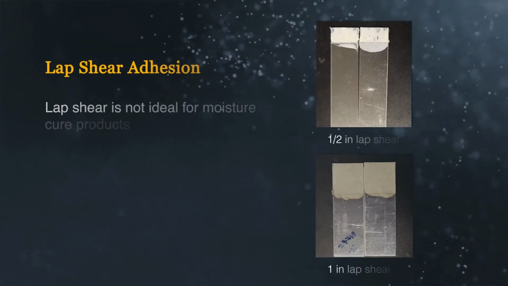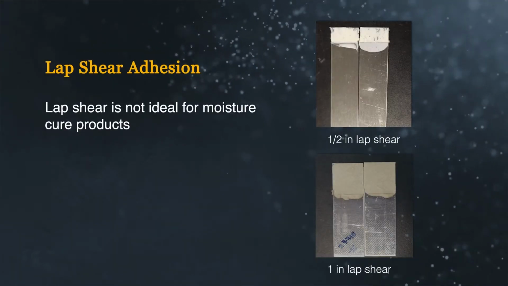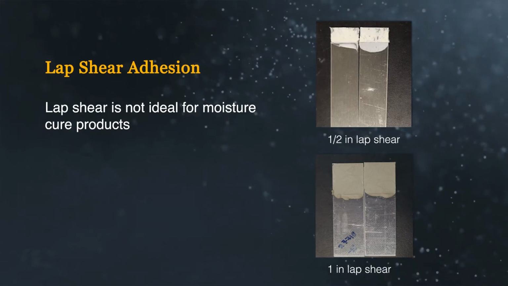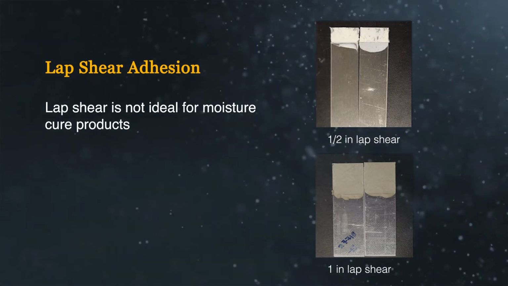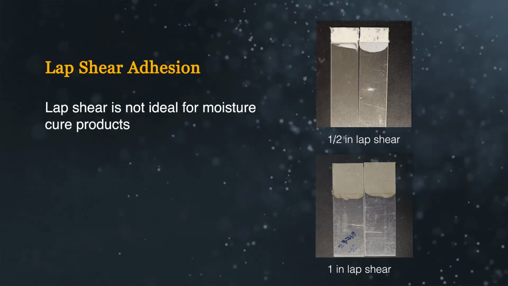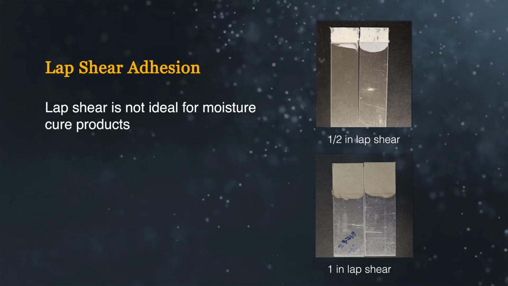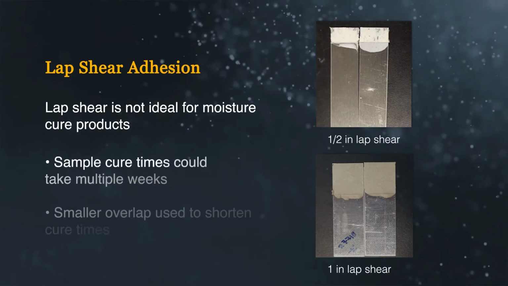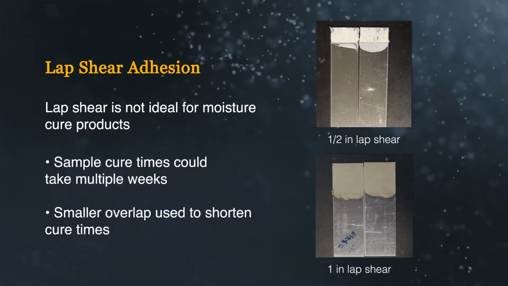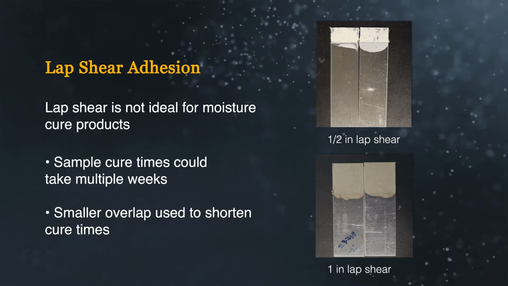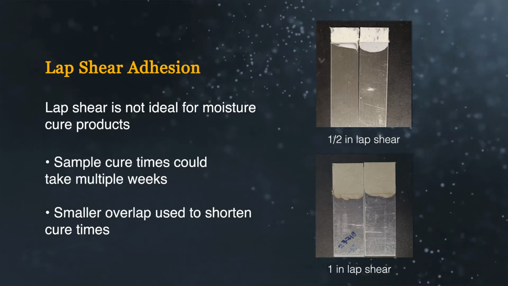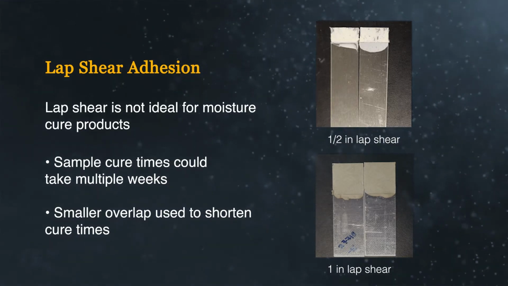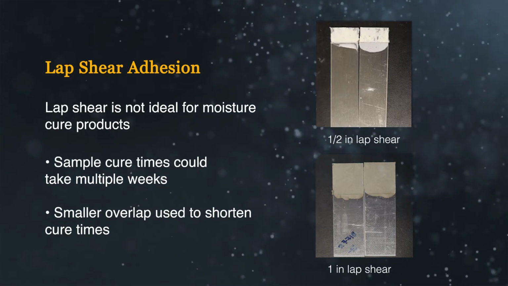Since the material is confined between substrates in lap shear testing, it is not the most ideal method for testing moisture cure products. These products require moisture in the air to cure, and due to the confined overlap, curing rates will be much slower, sometimes taking weeks to cure a sample. To mitigate this, smaller overlap dimensions are used, with 1/2 inch overlap to cure samples in 1 week.